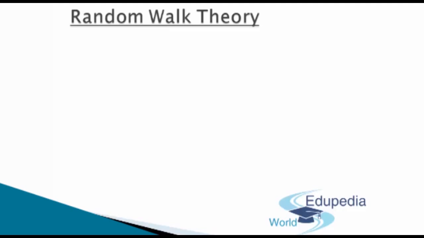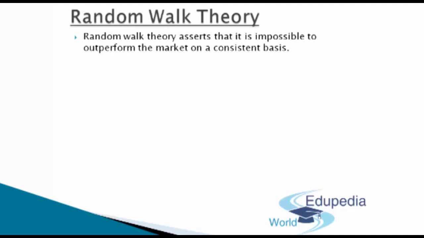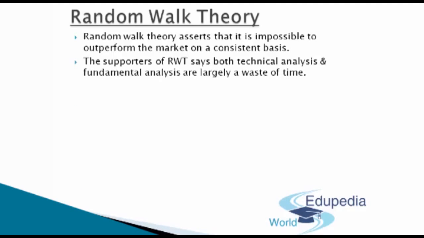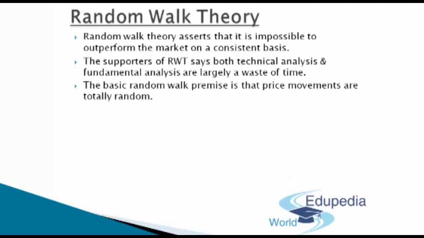Now that was about the basic part. Let's understand it by digging a bit further so that you can get complete understanding and clarity as to what this theory means. Random walk theory asserts that it is impossible to outperform the market on a consistent basis. The supporters of RWT, random walk theory, say both technical analysis and fundamental analysis are largely a waste of time. The basic random walk premise is that price movements are totally random and you can't outperform the market on a consistent basis. So that's what it tells you.